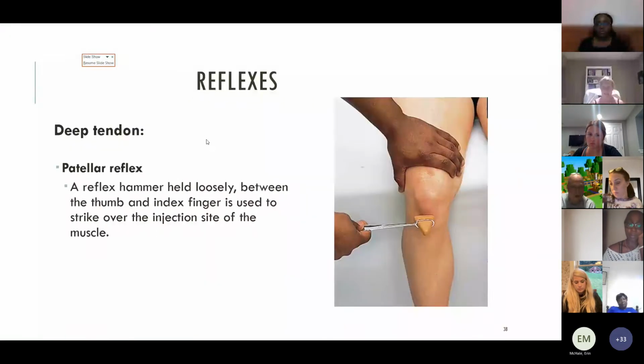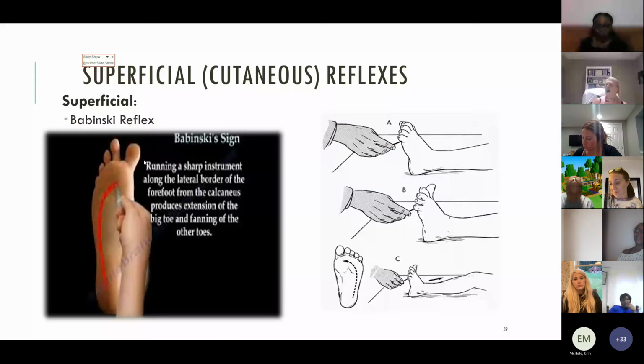And then our reflexes. Reflexes are something that we definitely check, because they can identify issues in a neurologic assessment. For deep tendon reflexes, we can do a patellar reflex. We use this specific hammer, hold it between the thumb and the index finger, and strike over a certain muscle. Sometimes we do it above the knee right there, and if the knee responds with a jerking motion, that means their patellar reflex is in good standing and there's no issue with their deep tendon reflexes. We can do this with babies.